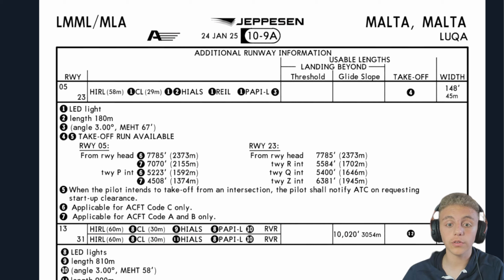Okay, so now we're going to move on to the next chart, the airport info chart and the takeoff minimums chart. We will start with the additional runway information over here, and we will read the additional information for 05 and 23. First, we have the equipment. There are HIRL, high intensity runway lighting, spaced 58 meters over here. Centerline lighting, 29 meters spacing between each one of them, and the L to indicate that they are LED lights.